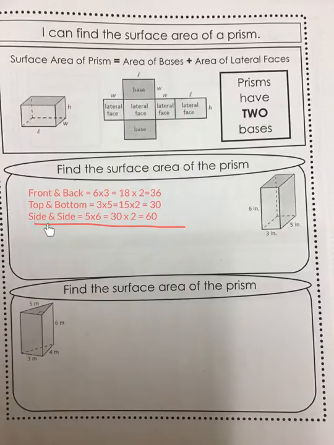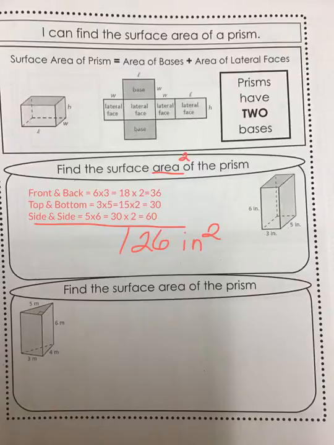Then I found the area of the two sides. The sides are, of course, these here. 5 by 6, which is 30, times 2 is 60. Then I added them together to get 126 inches squared. Remember, all area is labeled in square inches or square, whatever the measurement.